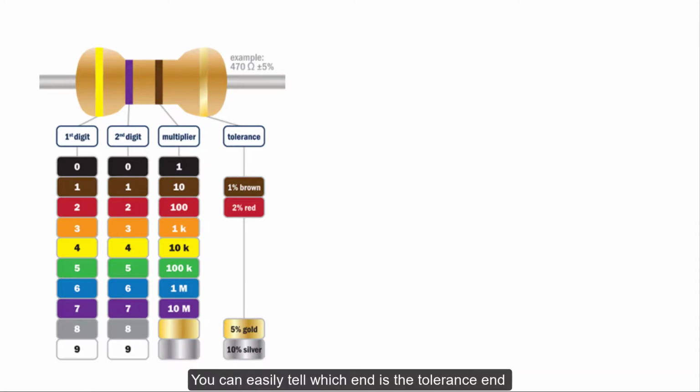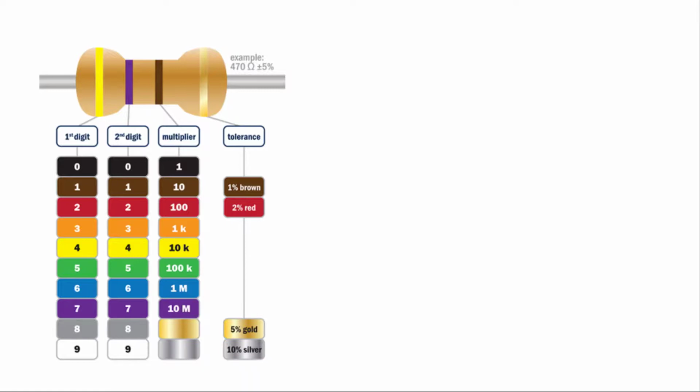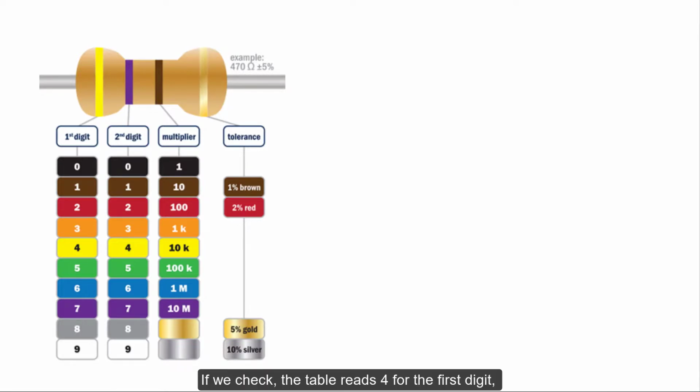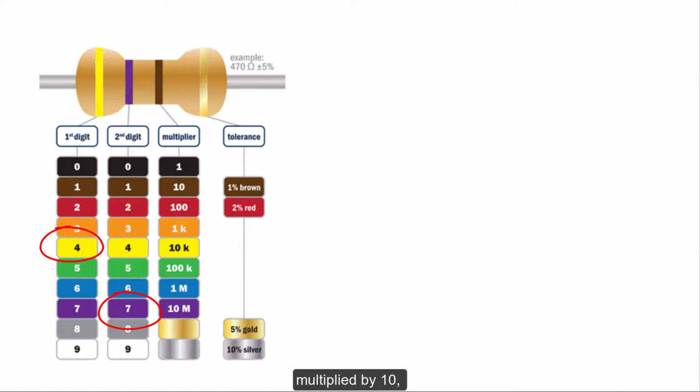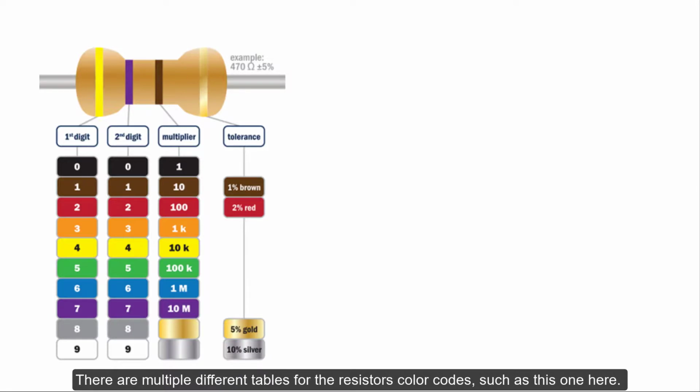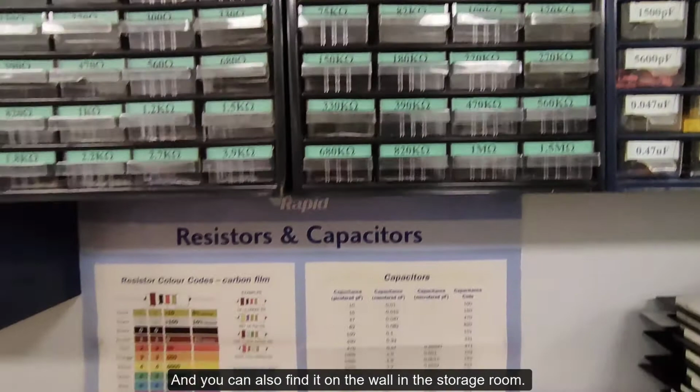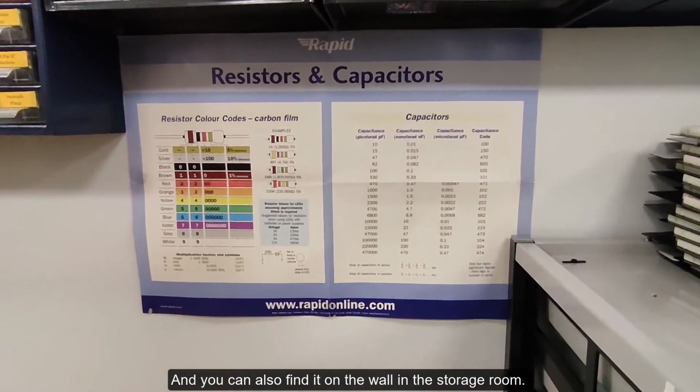You can easily tell which end is the tolerance end because they are usually silver or gold, colors that are not used for digits. If we check, the table reads 4 for the first digit, 7 for the second digit, multiplied by 10, therefore 470 ohms. There are multiple different tables for the resistor color codes, such as this one here. And you can also find it on the wall in the storage room.